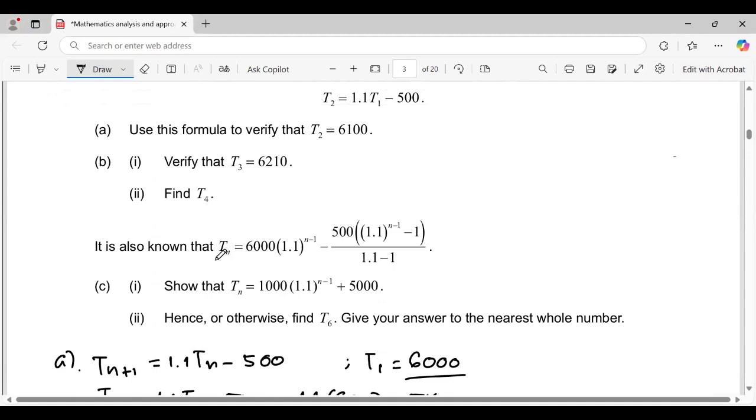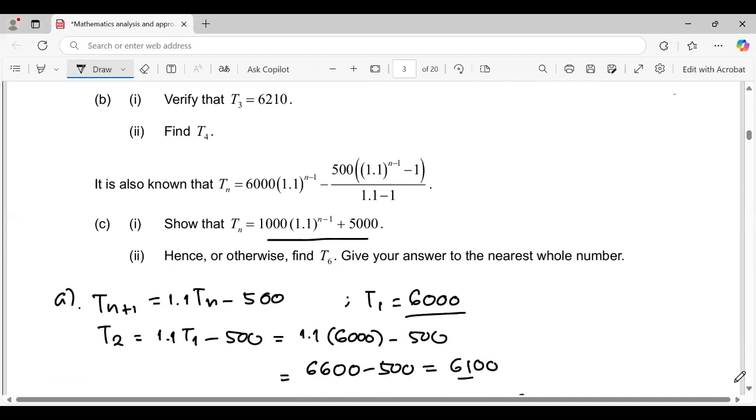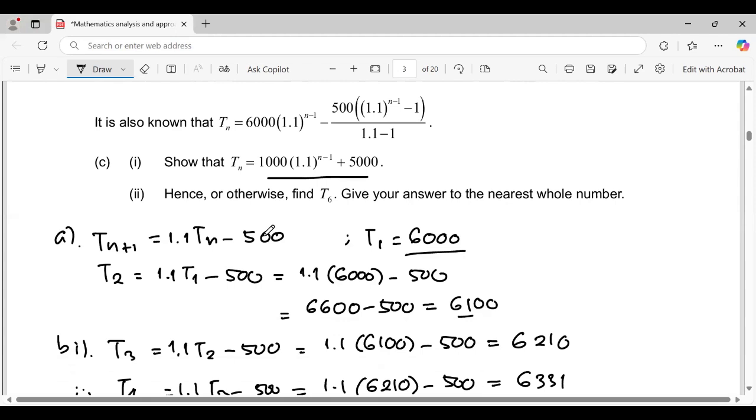It is also known that Tn equals this expression. Show that Tn equals 1,000 times this expression, which we are going to prove. Hence or otherwise, find T6, giving your answer to the nearest whole number.